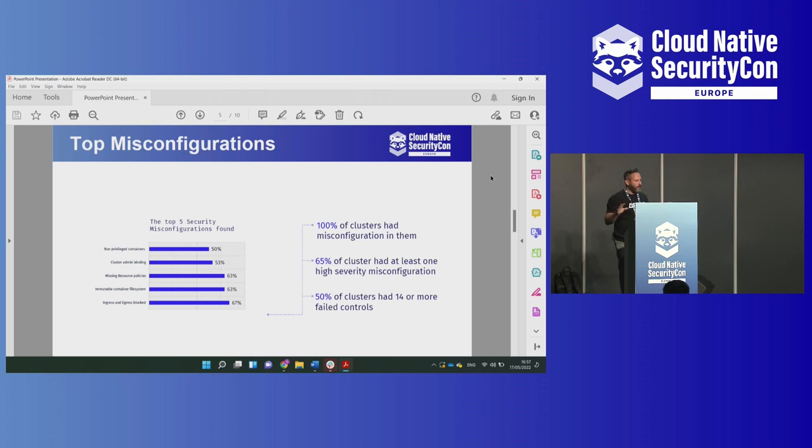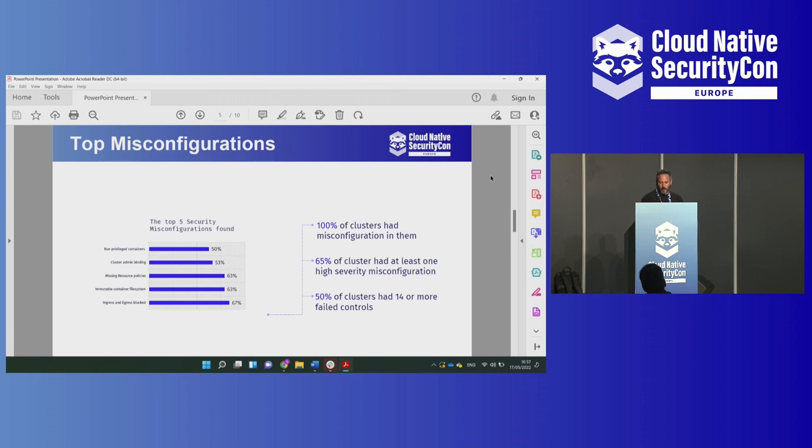Now, 100% of clusters had at least one issue, and that's not surprising because you know how complicated Kubernetes configuration can be, but also because some misconfigurations are okay. You can live with them, and fixing them gets you more pain than actually solving them, and that's okay.